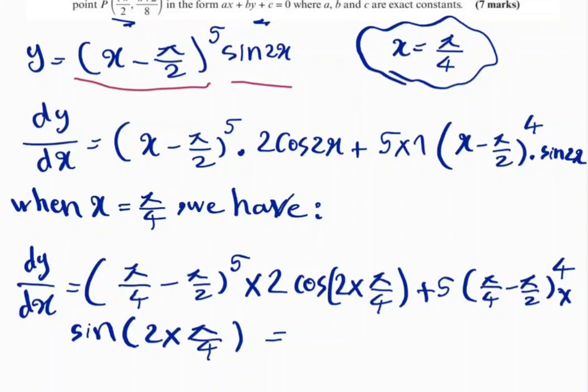And so hopefully you can realize that here we are going to have cos pi by 2, and cos pi by 2 is 0. So that's 0 times this, which is just going to be 0. This entire thing is going to be 0. And then here, if we simplify this, we should get this exact value, 5 pi to the power of 4 over 256.